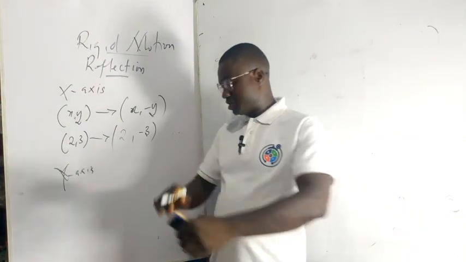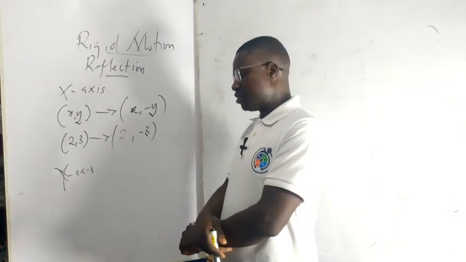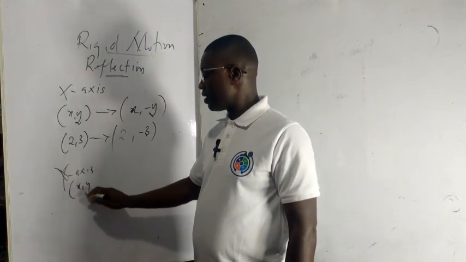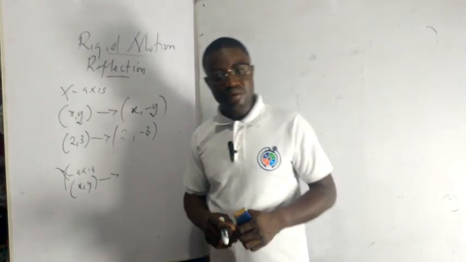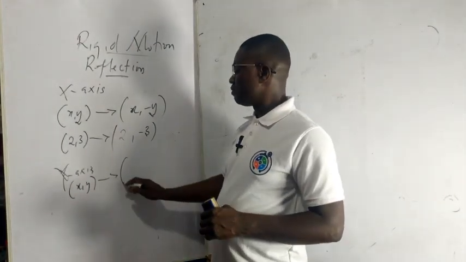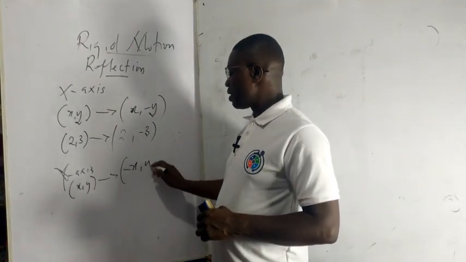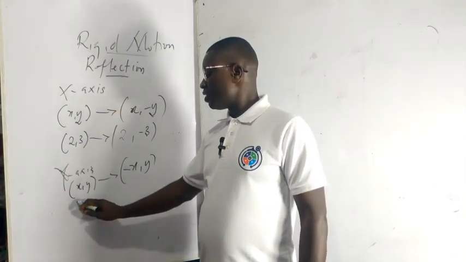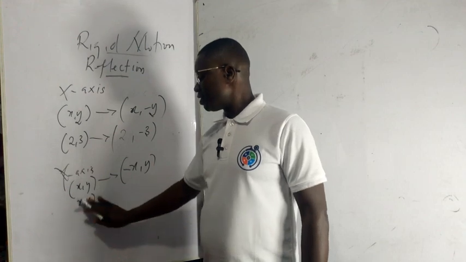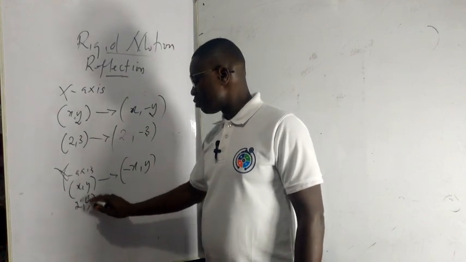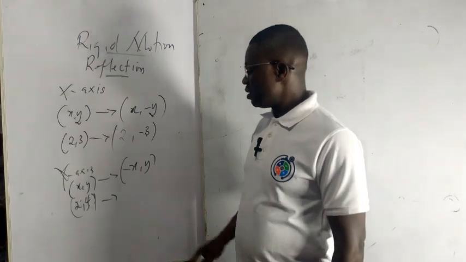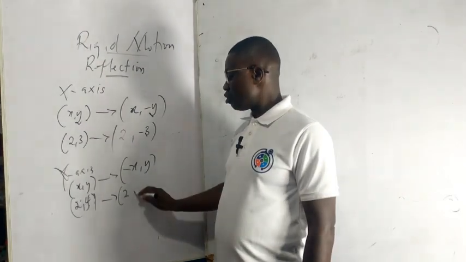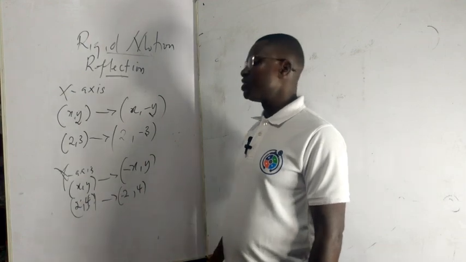In any case, the point reflection on the y-axis, if you are to reflect, let's say, a point x comma y on the y-axis, then you are going to have minus x comma y. That's very simple. So here you have x comma y. Let's take 2 comma 4 as a new point. When you reflect this on the y-axis, you are going to have 2 comma 4, and then you negate the x.